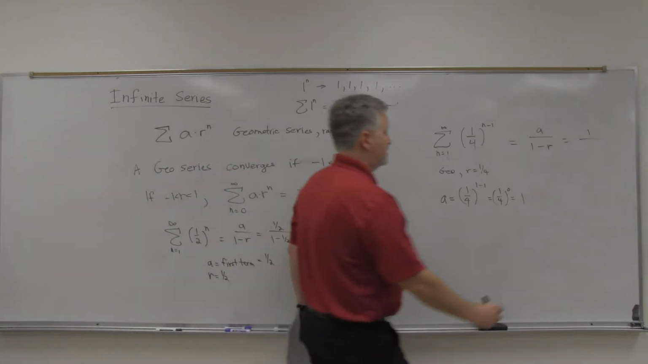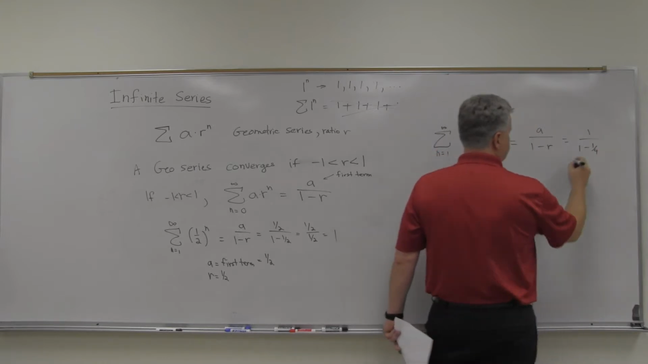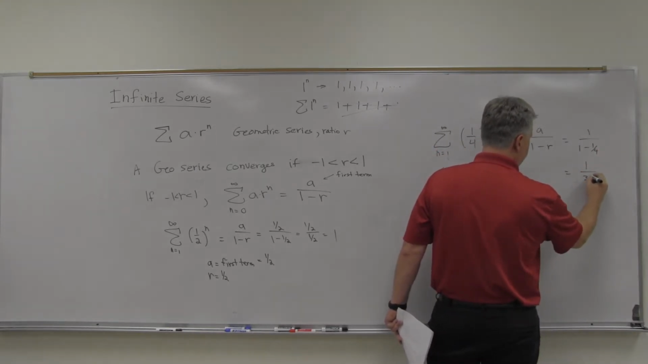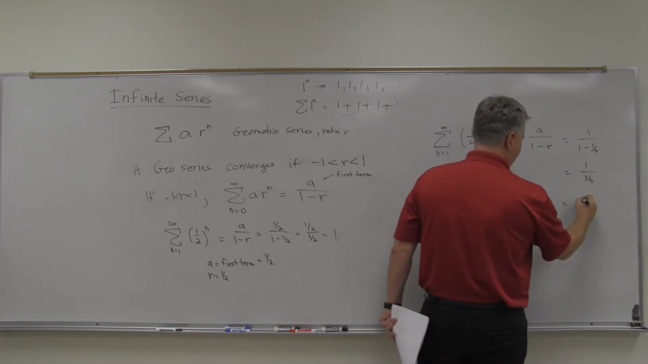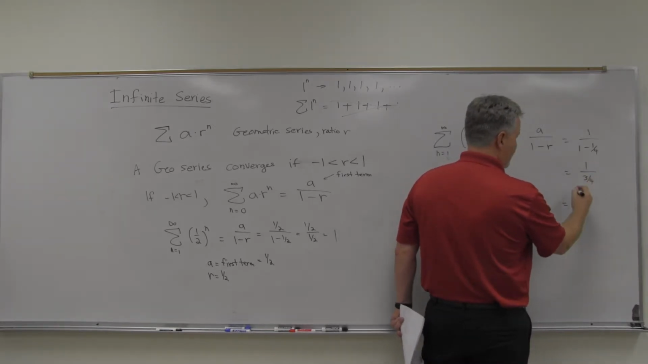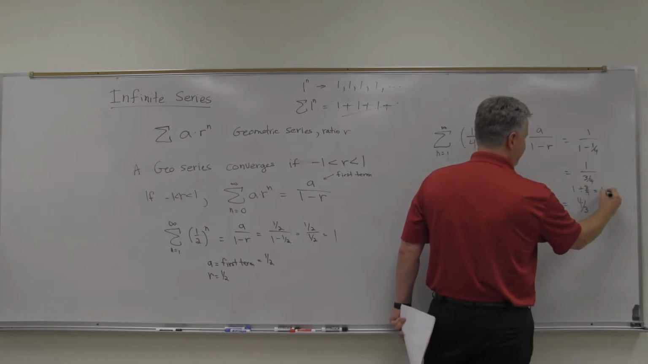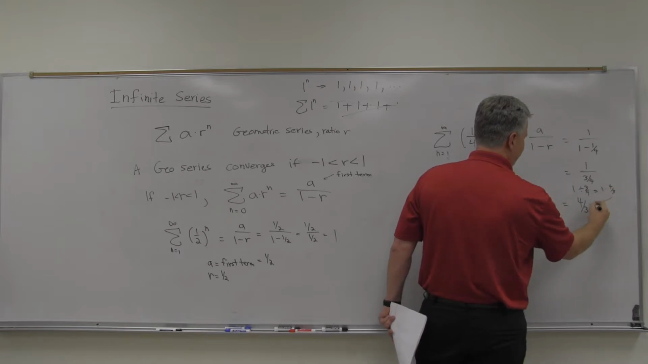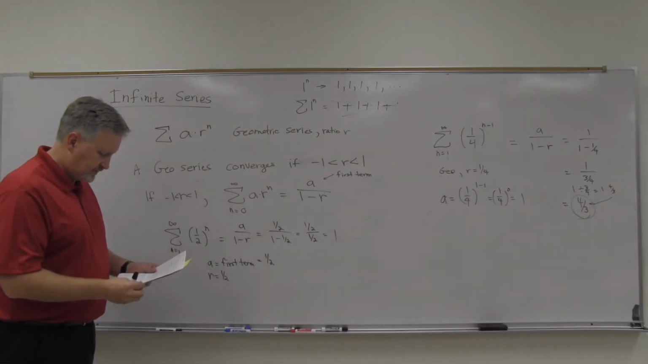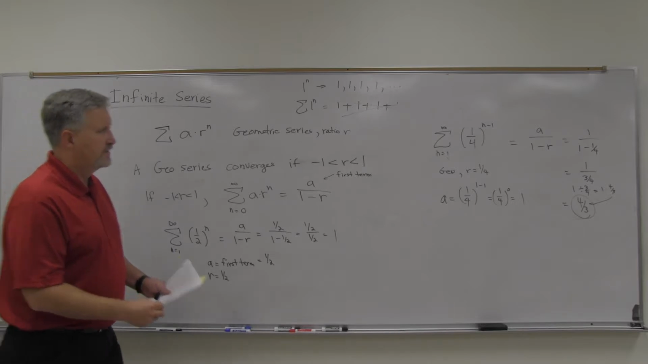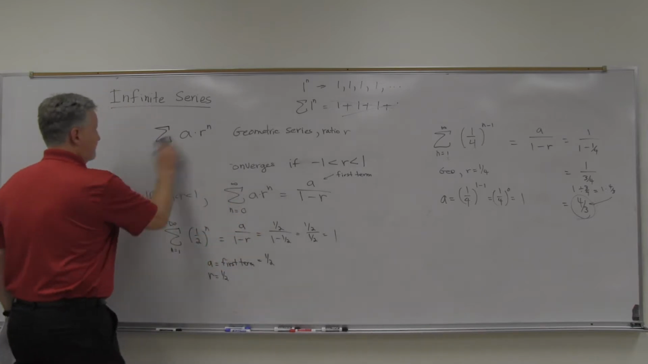And we've already said R is 1/4, so it's 1 over 1 minus 1/4, so that's 1 over 3/4. What's 1 divided by 3/4? 4/3, yeah. 1 times 4/3. So it's just whatever the case may be. Now what if I've got it like this?